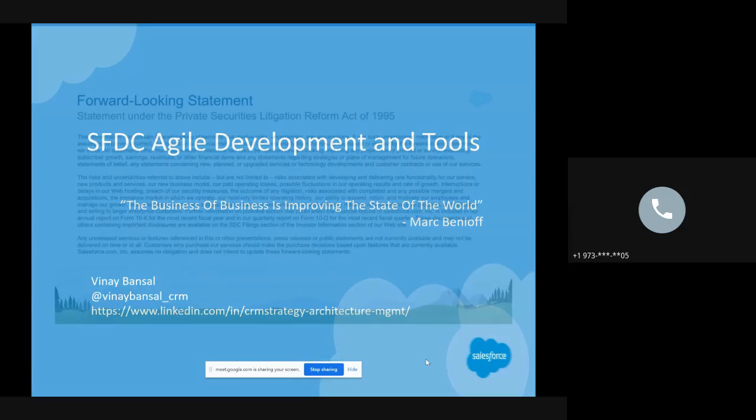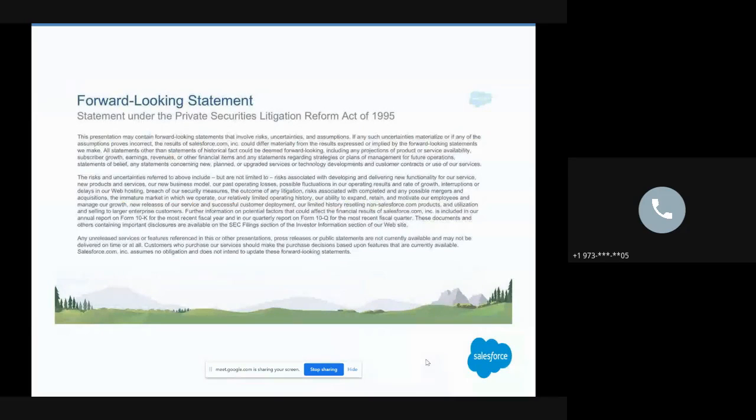So again, I will be just mentioning the Salesforce Agile product. Someone mentioned another product, but Salesforce also came up with the Agile Accelerator application per se, right, which is free. You can download it from the App Exchange, right? So with that said, this is just another forward-looking statement which we are all familiar with. The purchase decisions based upon features that are currently available. So it's a formality, right?